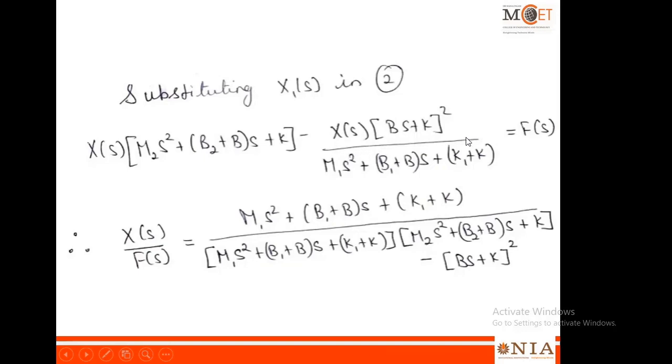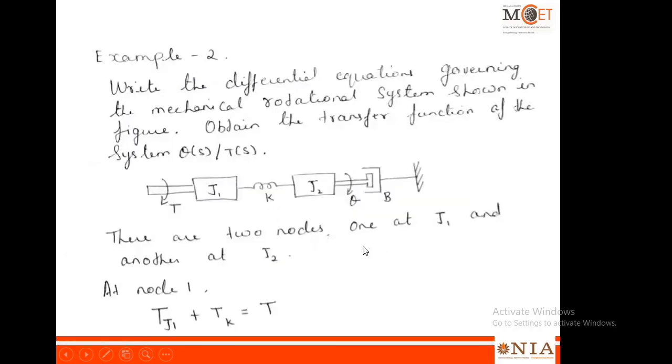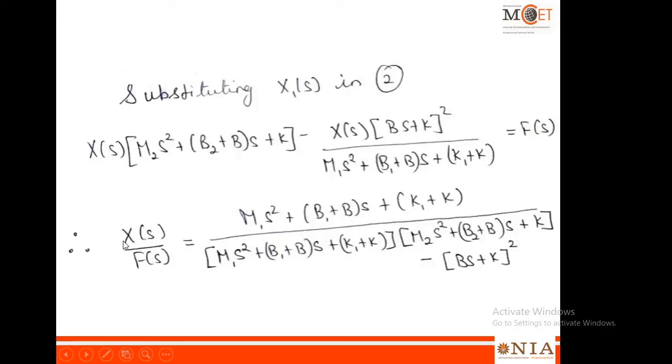So now you have only two variables, that is F of s and X of s. Just do some rearrangement so that you get X of s by F of s. So this is the transfer function of the system. You can take some time to do this particular reduction in your notebook.